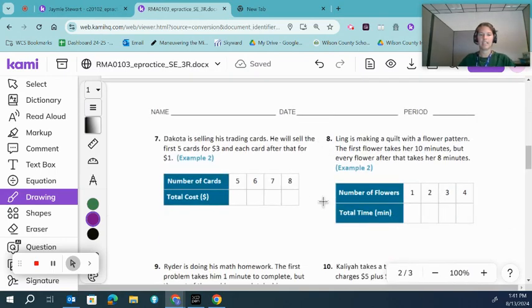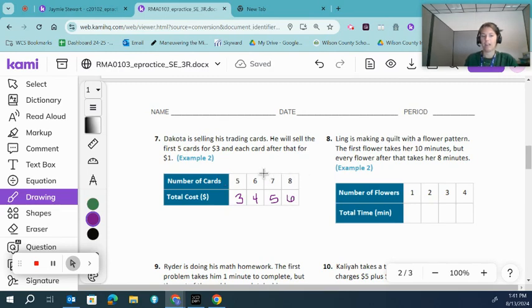Okay, let's take a look at one more here, number 7. Dakota is selling his trade cards. He will sell the first 5 cards for $3 and each card after that for $1. So he will sell the first 5 cards for $3. Then each card after that, so one more card, he's only going to sell for $4, and then one more card, $5, and then $6, and so on from there.